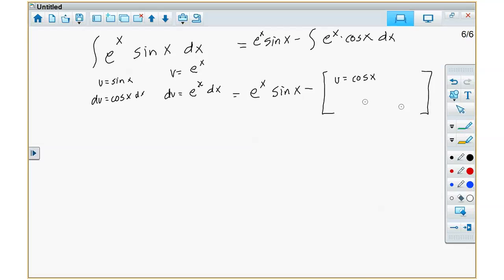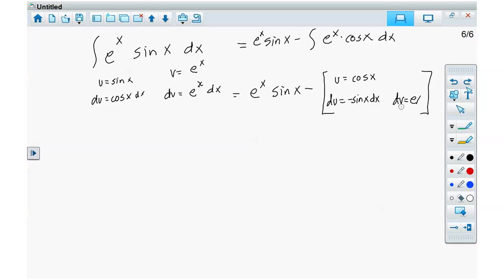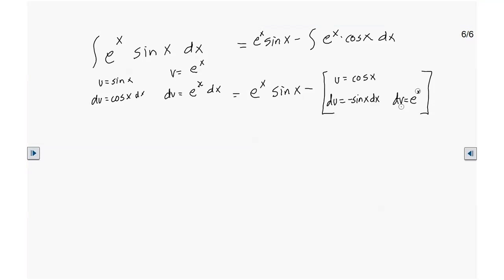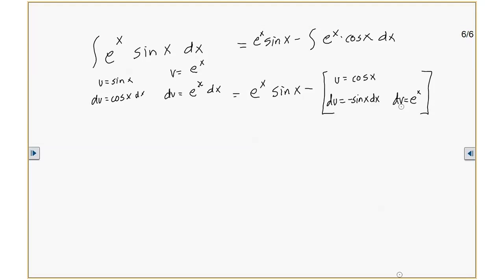So what is the derivative of cosine of x? Negative sine of x dx. dv is equal to e to the x. Gosh. No, that's not right, it's not negative sine. The derivative of cosine is negative sine. That's why you gotta have them.